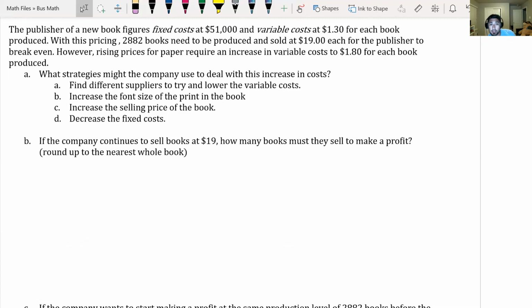Find different suppliers to try and lower the variable cost, increase the font size of the print in the book, increase the selling price of the book, and decrease the fixed cost. Okay. Well, one for sure that increasing the font size will not do us any good, because if paper is increasing, that'll mean more paper, right? So B is out.